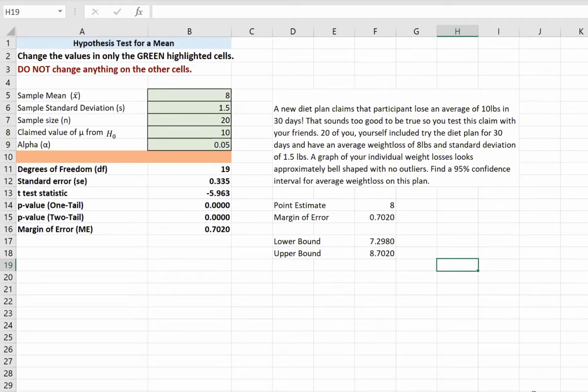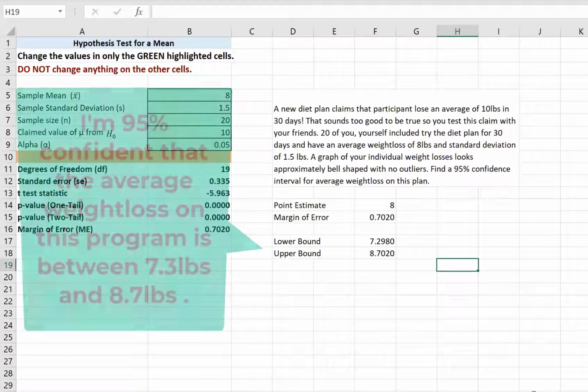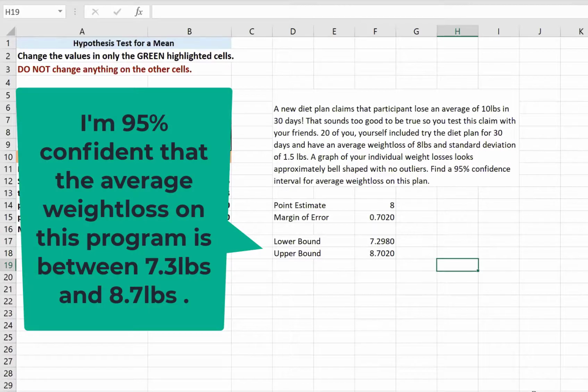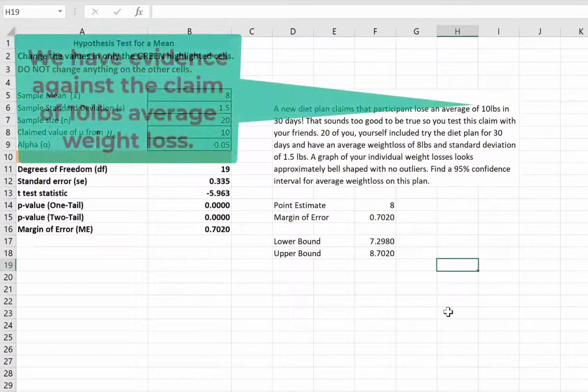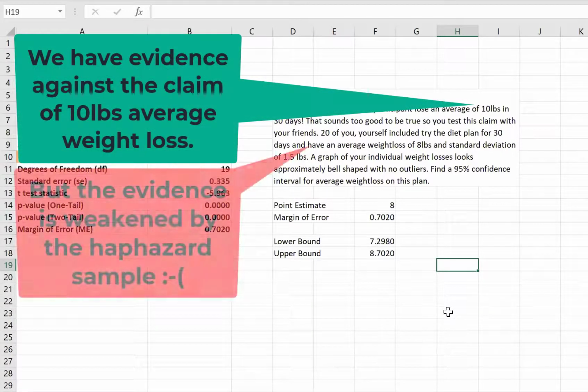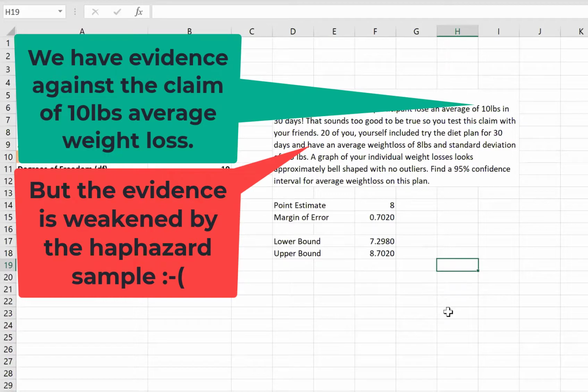We'll summarize our results by saying, I am 95% confident that the average weight loss on this plan is between 7.3 pounds and 8.7 pounds. This falls well below the claim of 10-pound average weight loss.